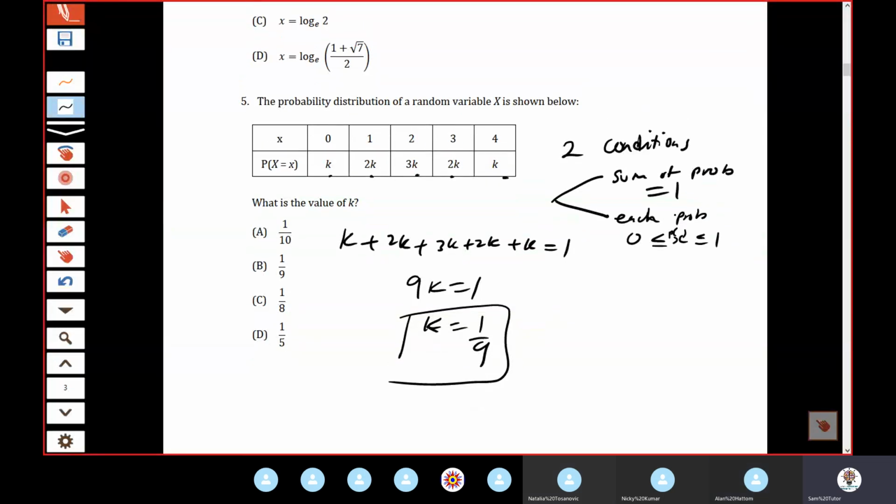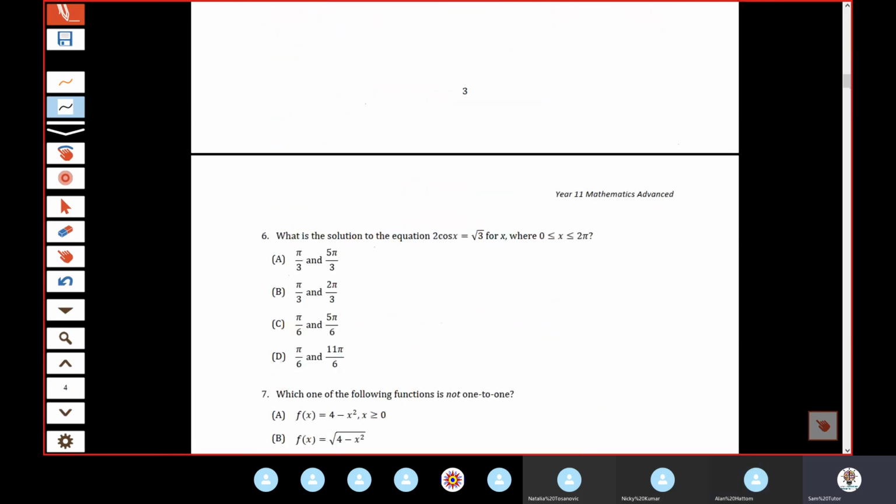So probability should have been last week, and then discrete probability, this stuff would have been the week before that. Okay. You said question 9, I think.